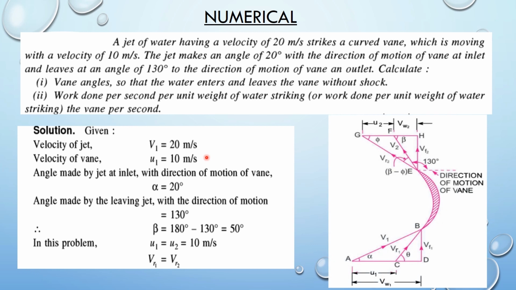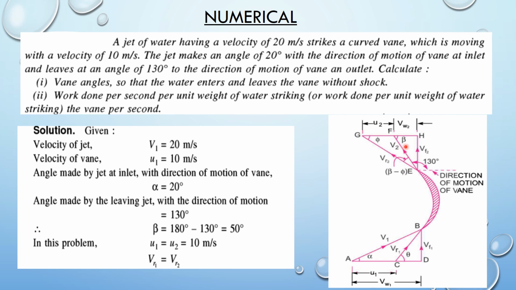Then you will better understand the water leaves at 130 degree. So this total angle is given as 130 degree. From that, angle beta can be easily found out: 180 minus 130 degree. So beta is 50 degree. You must be careful while indicating beta. Beta is not 130 degree. The direction of motion of vane is given here, so you have to subtract 180 minus 130 degree to get the beta angle.